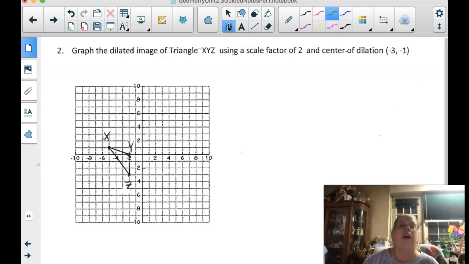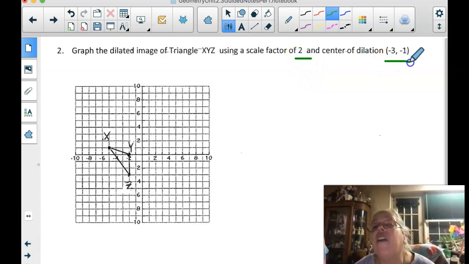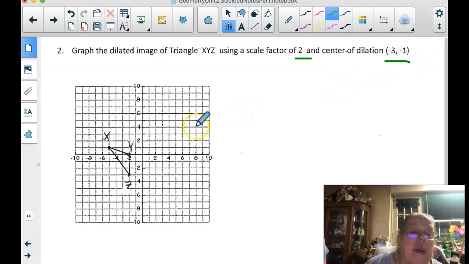Okay, so here we're going to graph the dilated image of triangle XYZ using a scale factor of 2 and a center of dilation of -3, -1. First thing I'm going to do, I'm going to mark -3, -1. It's right here. Kind of wish they would have made this bigger, but they didn't. Okay?